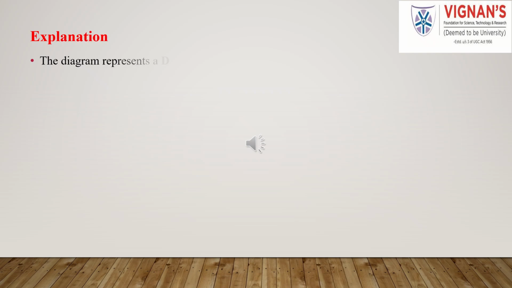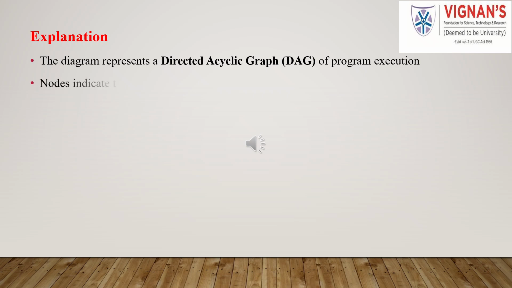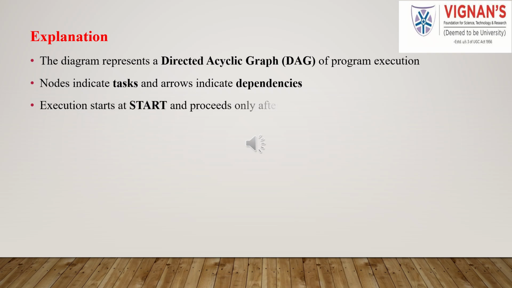This diagram represents a directed acyclic graph, or DAG, of program execution. Each node represents a task, and the arrows show dependencies between tasks. Execution begins at start and proceeds only after all dependent tasks are completed.